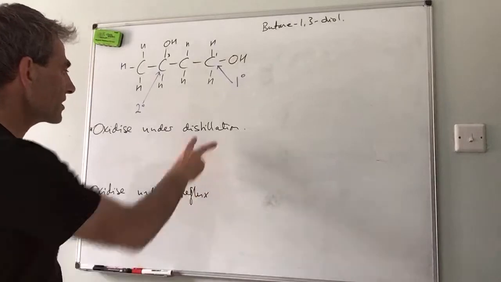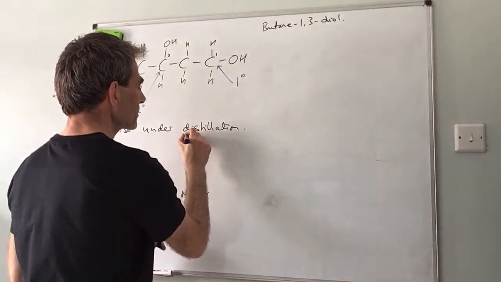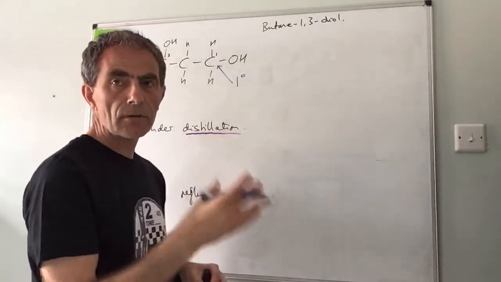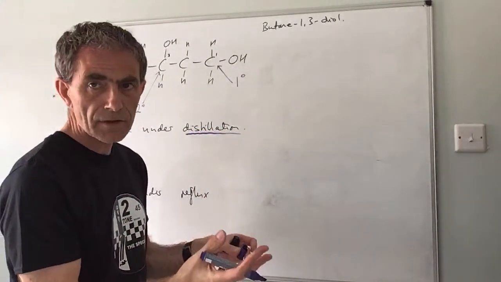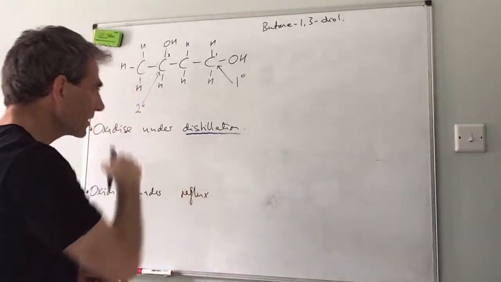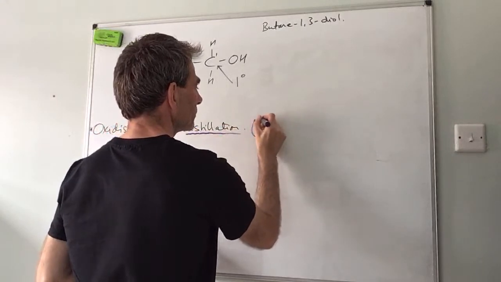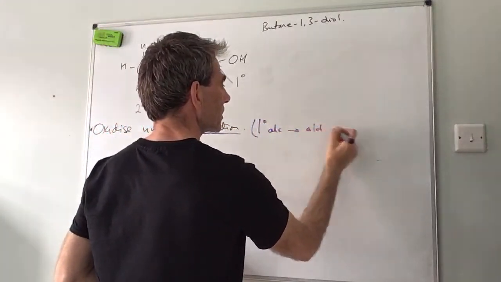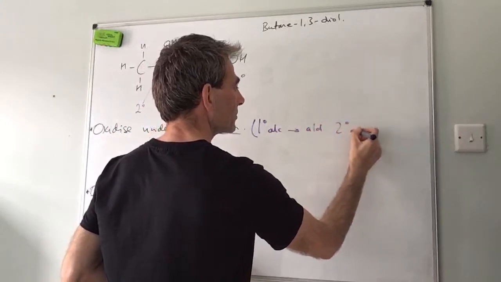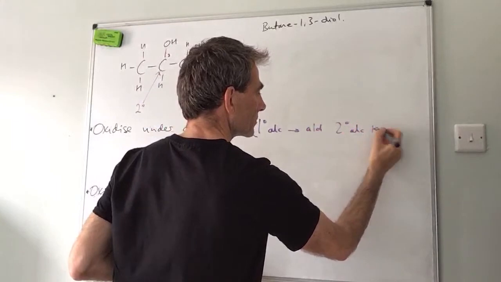Okay, so distillation first. What I would be thinking there is that it's only going to affect the primary alcohol. So with distillation, the primary alcohol will go to an aldehyde. The secondary alcohol will go to a ketone. They always go to ketones. Okay?